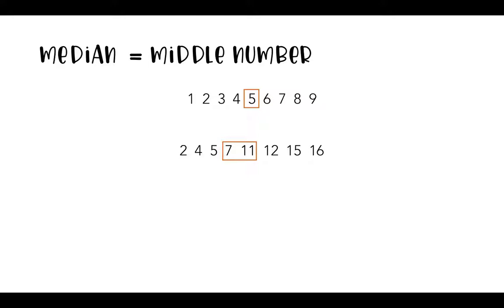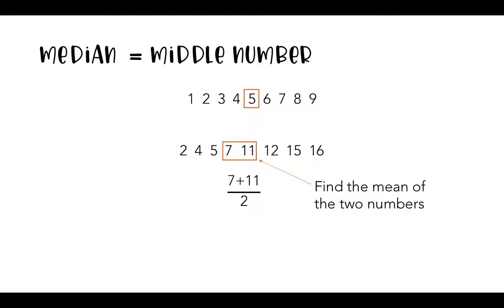So what you do is you're going to find the mean of the two numbers. So we're going to find the average of the two numbers. So add them together and divide them by 2. So 7 plus 11 divided by 2. So 18 divided by 2 gives us 9. So our middle number here is 9.